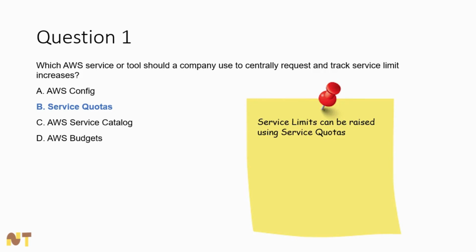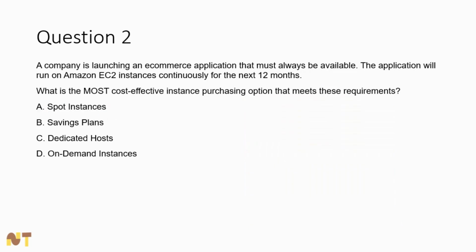Moving to the next question. A company is launching an e-commerce application that must be always available. The application will run on EC2 instances continuously for the next 12 months. What is the most cost-effective instance purchasing option that meets these requirements? Options are spot instances, savings plan, dedicated host, and on-demand instances.